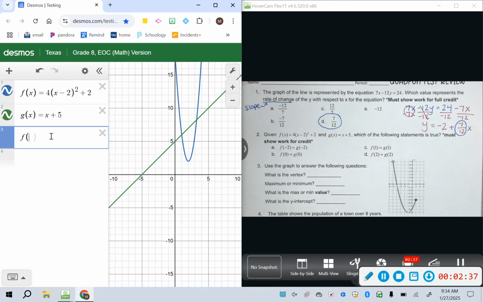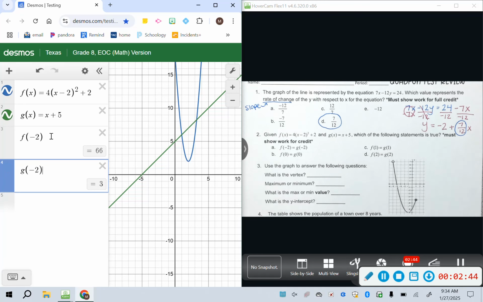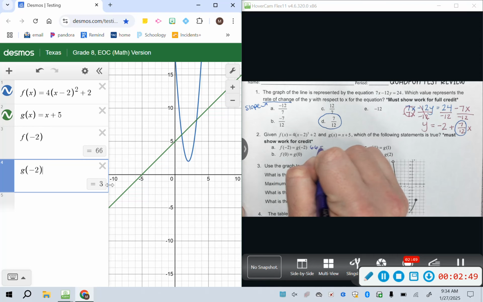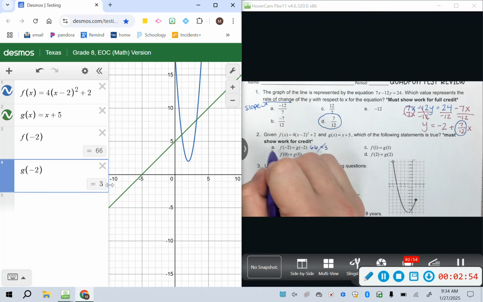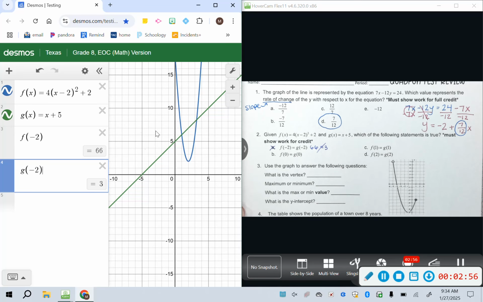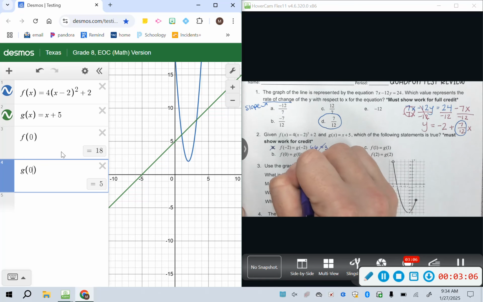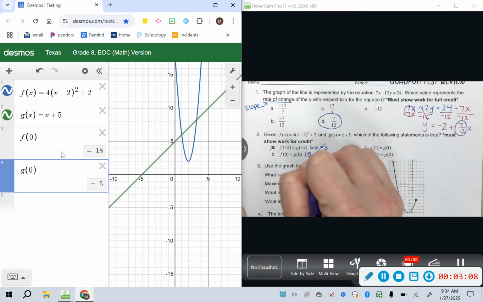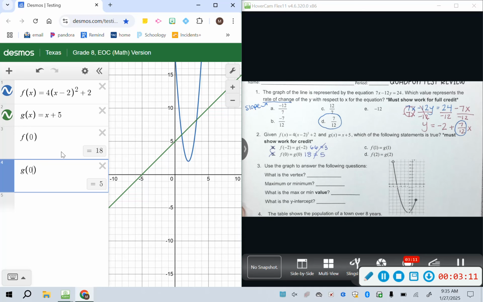So on the first one, it says f of negative 2 equals, which I'm not going to type equals, g of negative 2. And I see that f of negative 2 equals 66, and g of negative 2 equals 3. 66 does not equal 3, so A is not my answer. Okay, this is all the work I'm asking for. So on the next one, it says f of 0 equals g of 0, and I get 18 equals 5, which is not true, so this is not my answer.